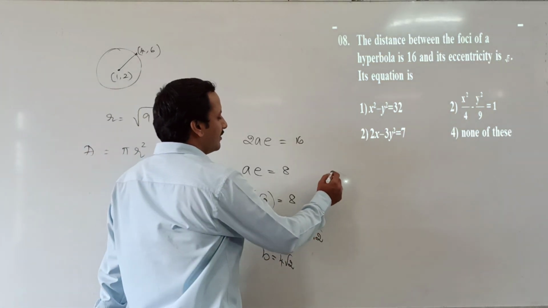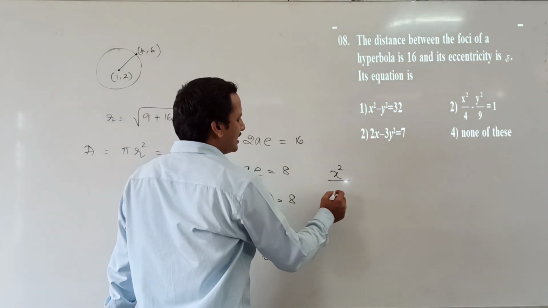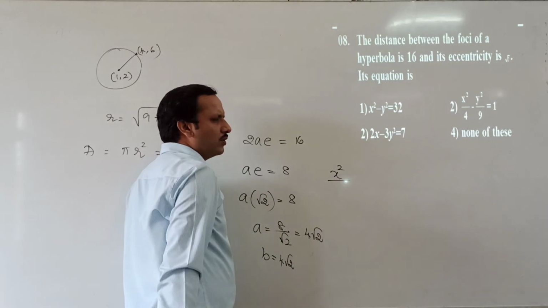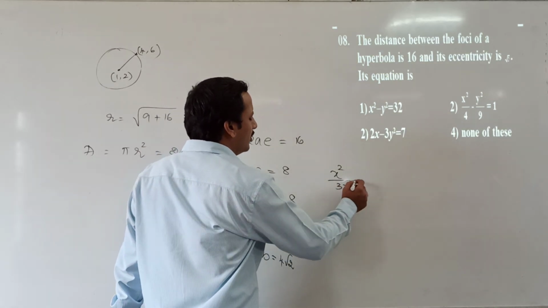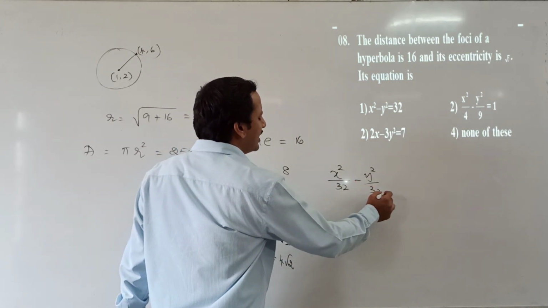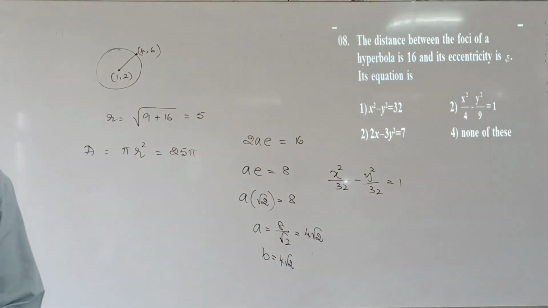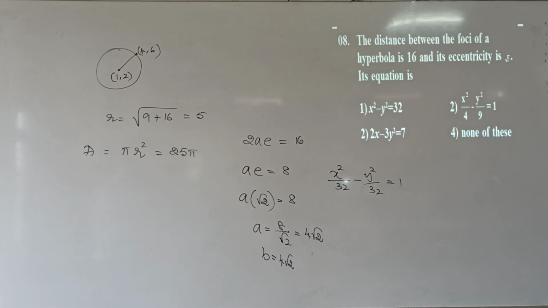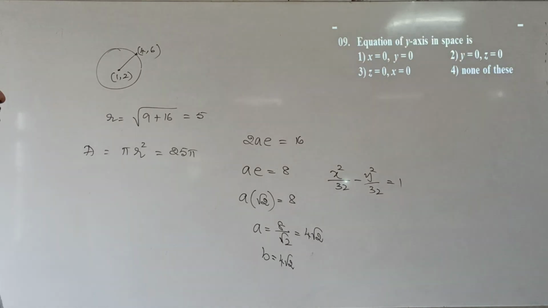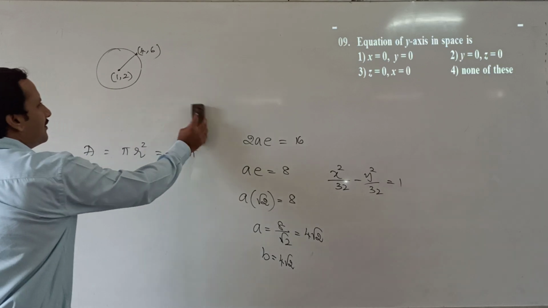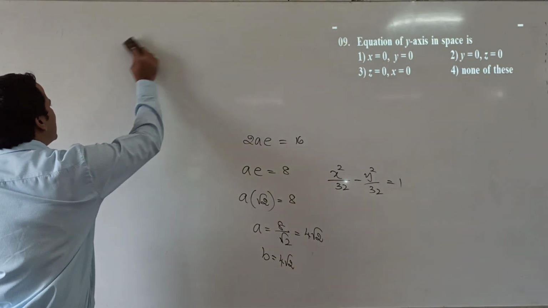Okay? So the equation of the hyperbola is x square by A square, 4 root 2 whole square, that is 32, minus y square by 32 is equal to 1. Or you can write it as x square minus y square is equal to 32. First option. Question 9. Equation of y-axis in space is.